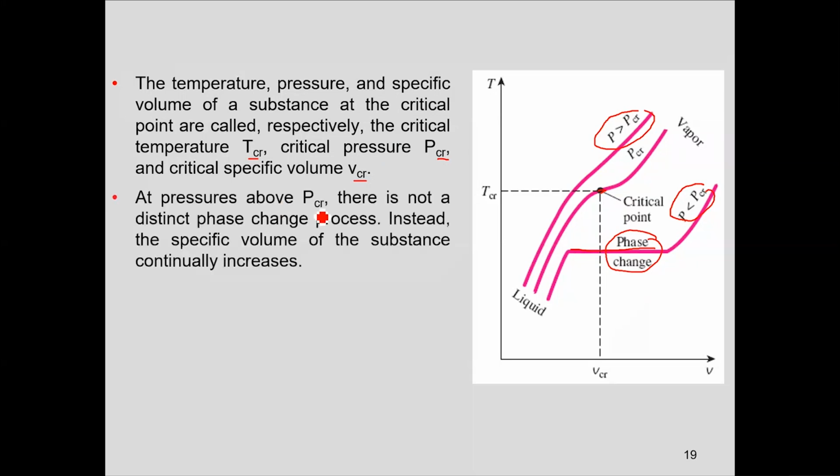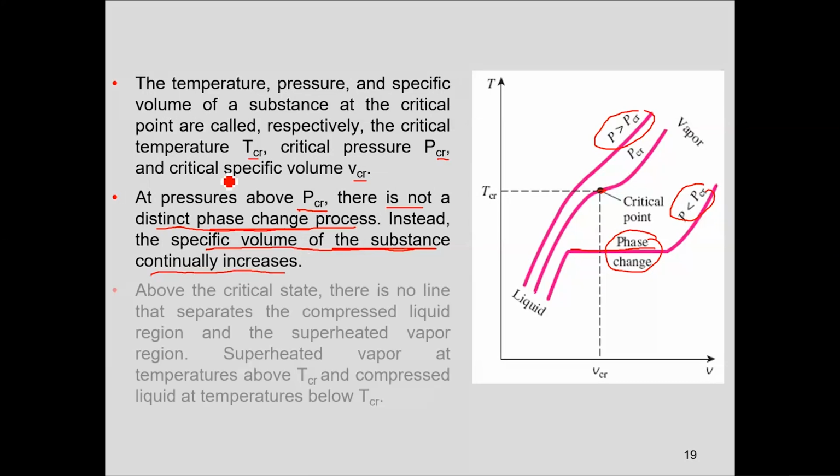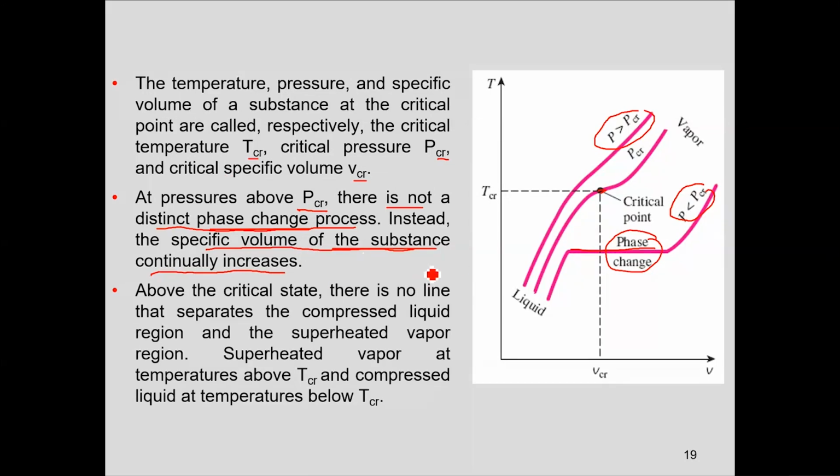At pressures above P critical, there is not a distinct phase change process taking place. Instead, the specific volume of the substance continues to increase indefinitely. And above the critical state, there is no line that separates the compressed liquid and superheated vapor region.